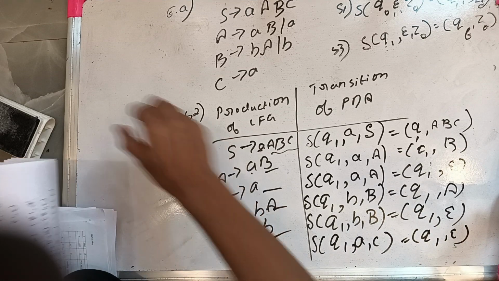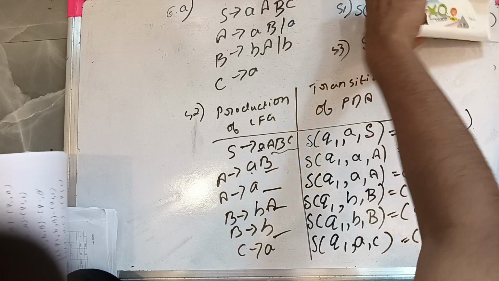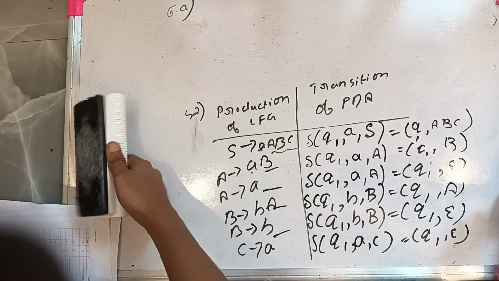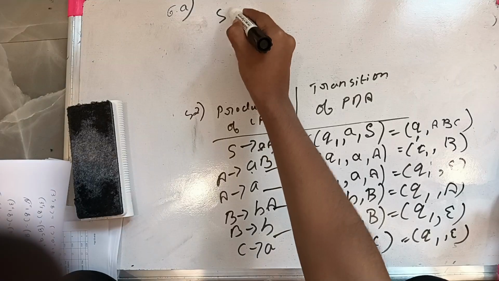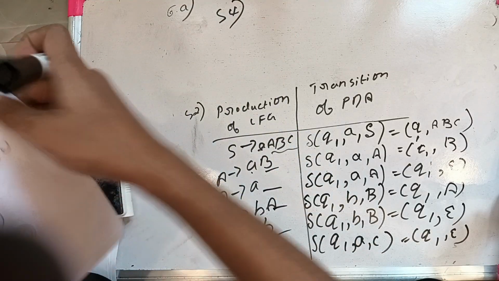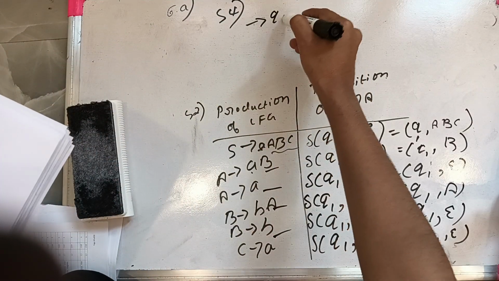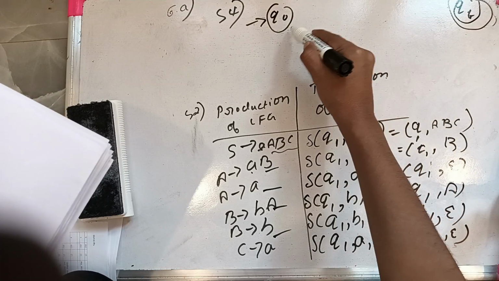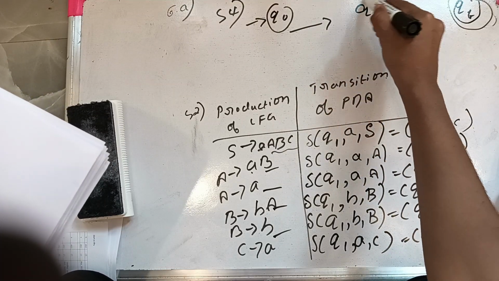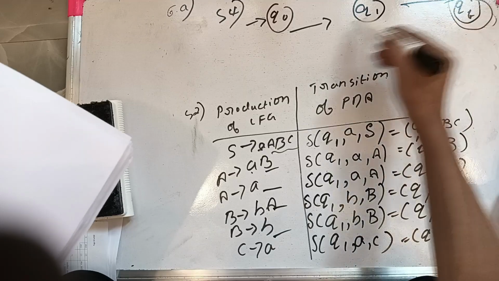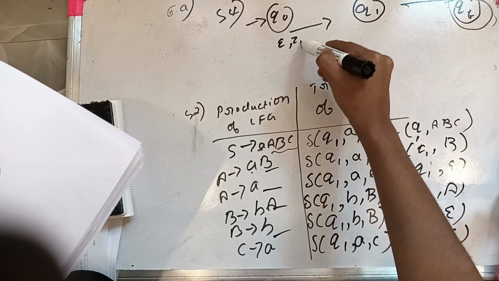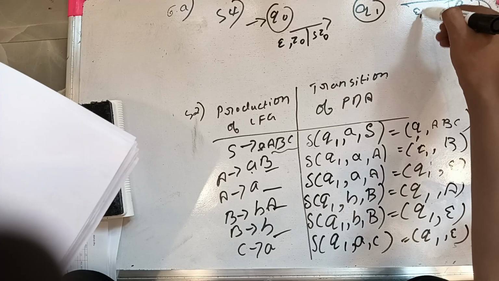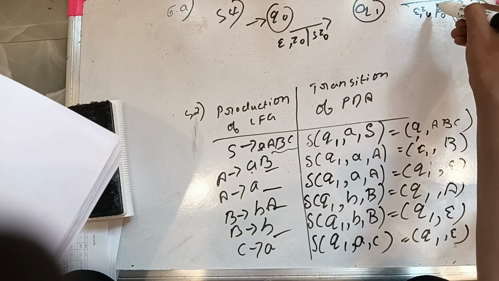After that, if you need to write the diagram, then just mention it; no need for that still. The transition diagram looks like q0, and the final state is qf, q1, and here epsilon Z0 to SZ0, and epsilon Z0 to Z0.